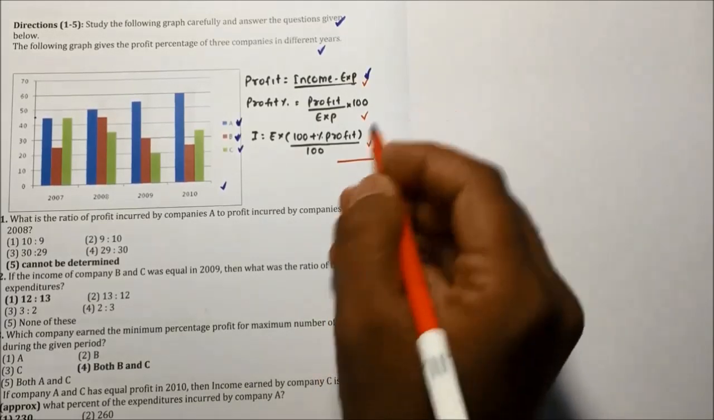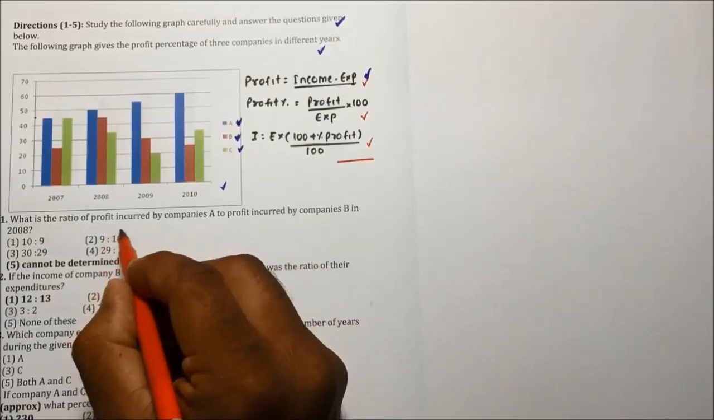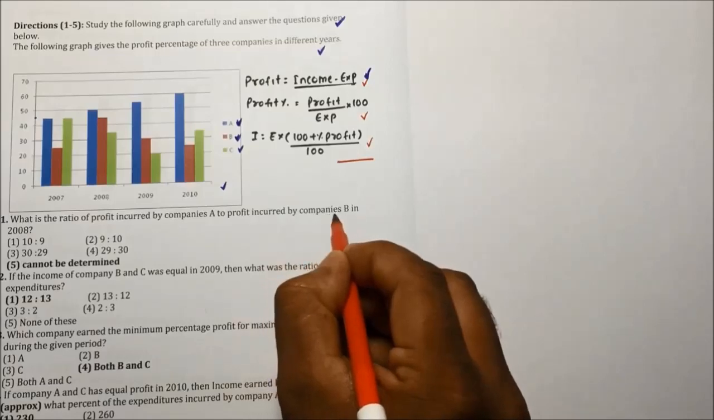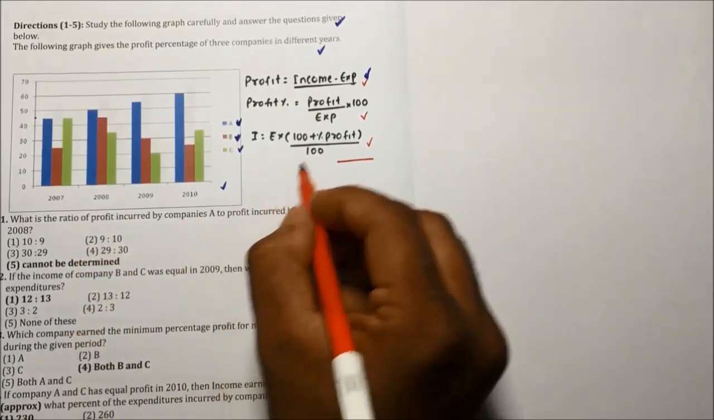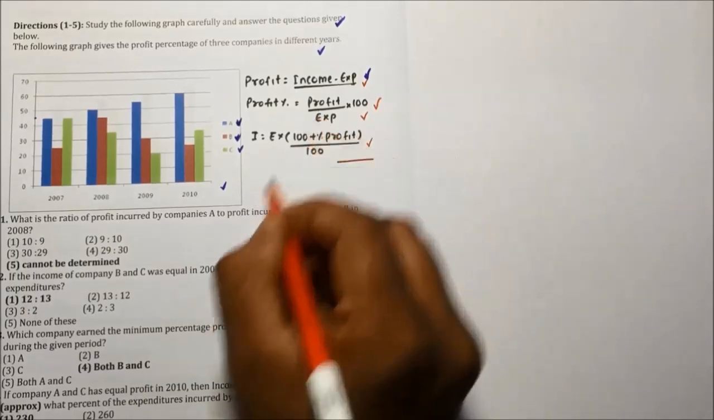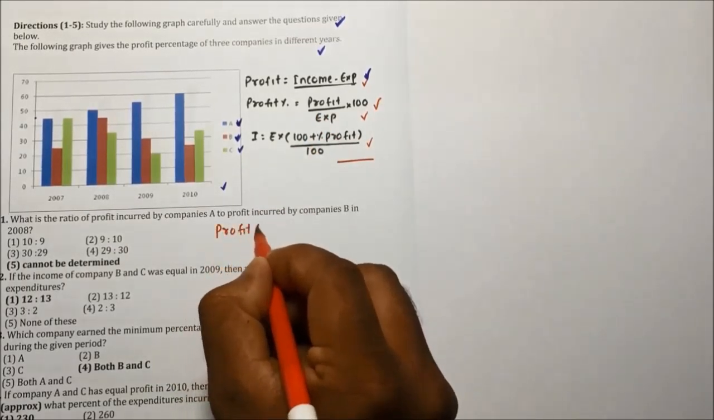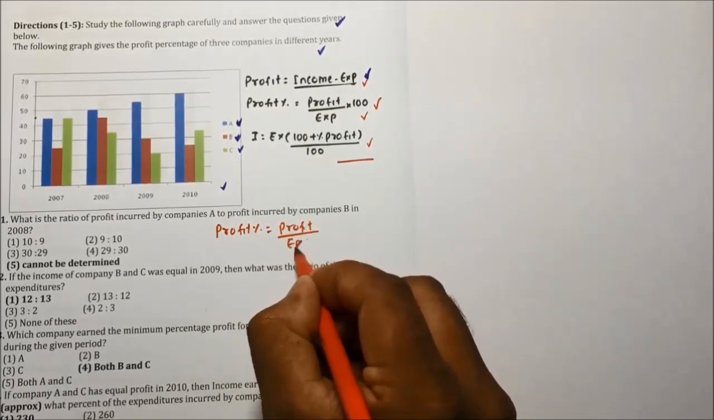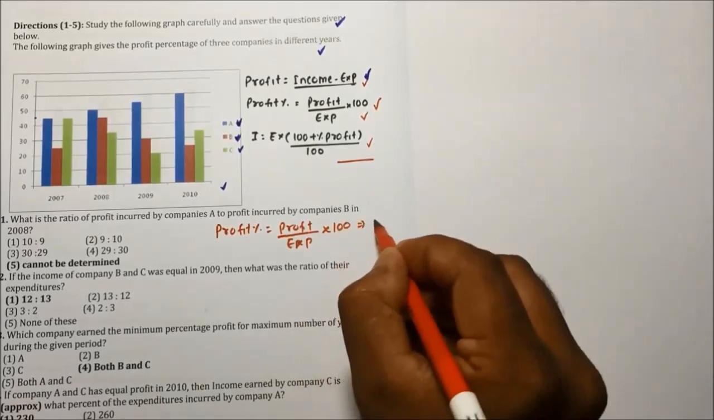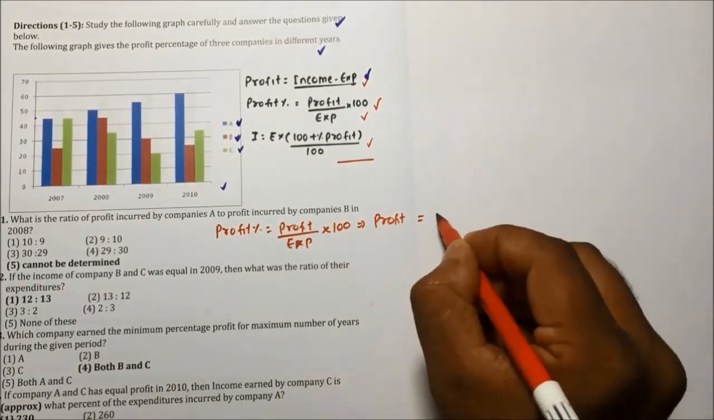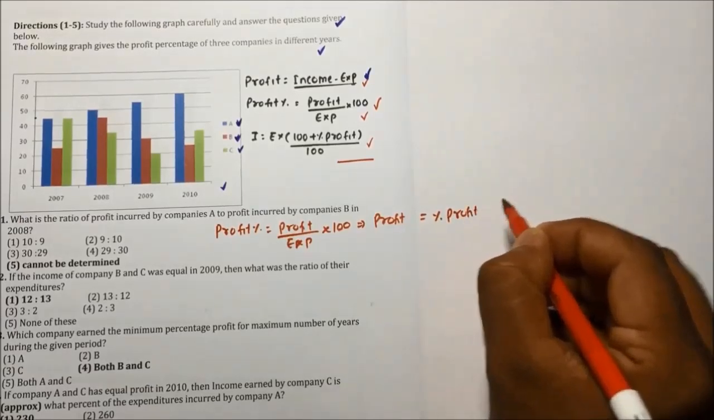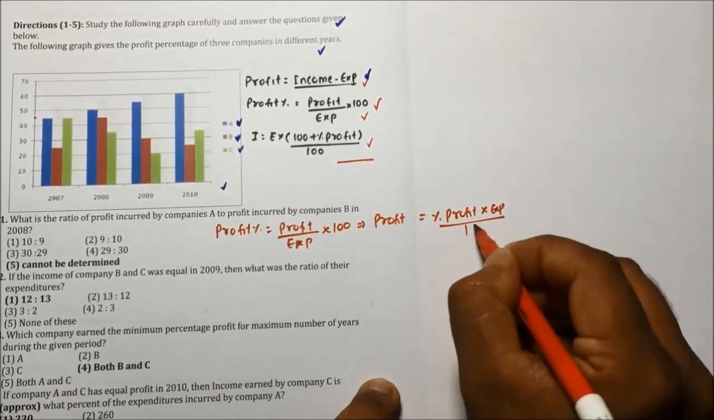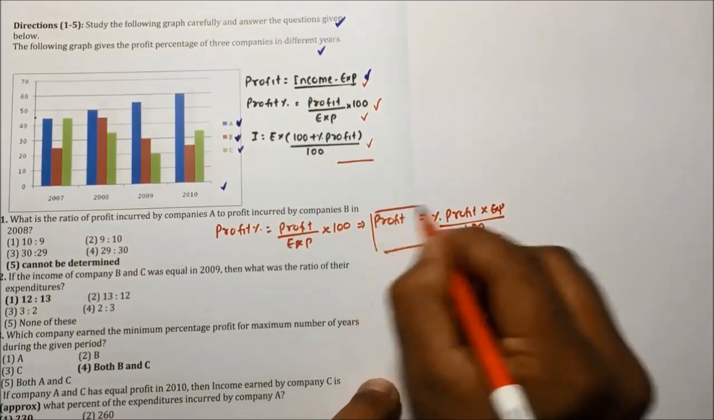So let's start with question number 1. What is the ratio of profit incurred by company A to profit incurred by company B in 2008? So basically you have to calculate profit. See, percentage of profit is equal to profit divided by expenditure into 100, right? So profit will be equal to percentage of profit into expenditure, divided by 100. This will be the formula for profit from here.